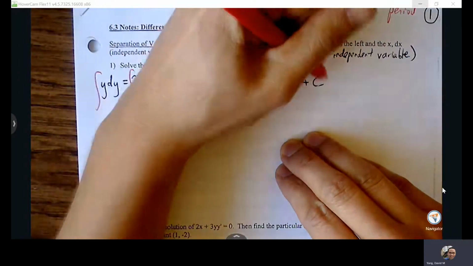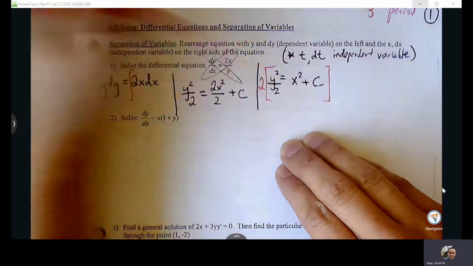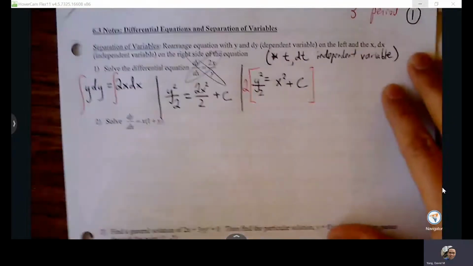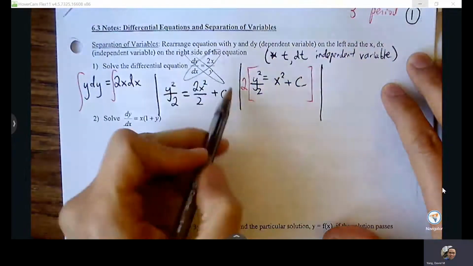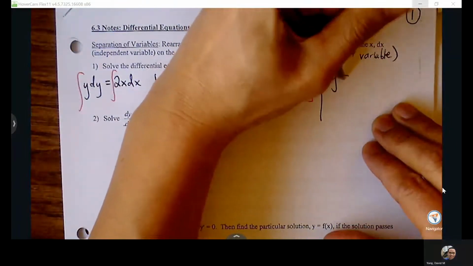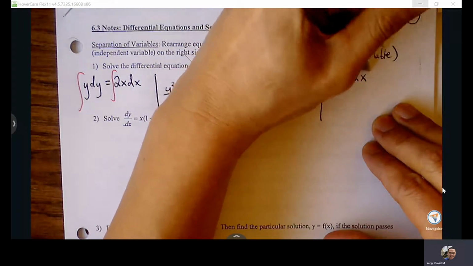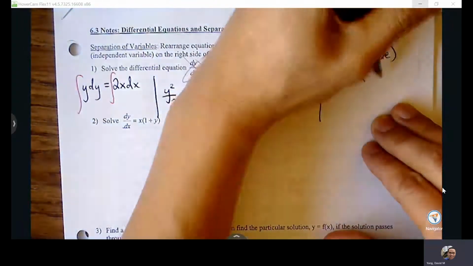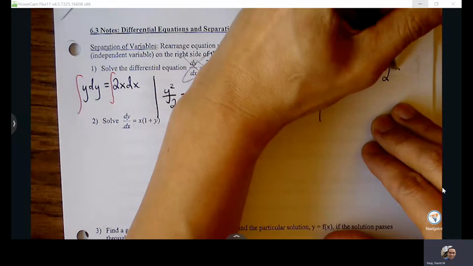Good. Dividing by 1/2 is the same thing as multiplying by 2. Okay, distribute the 2 through. The 2's will cancel out with the first term. I'm just left with y squared equals 2x squared. I'm going to distribute to everything I see here plus 2c.